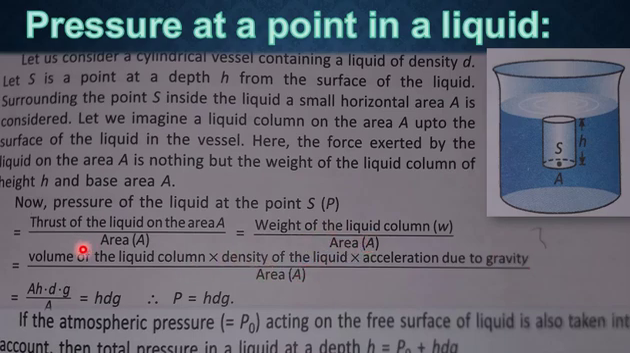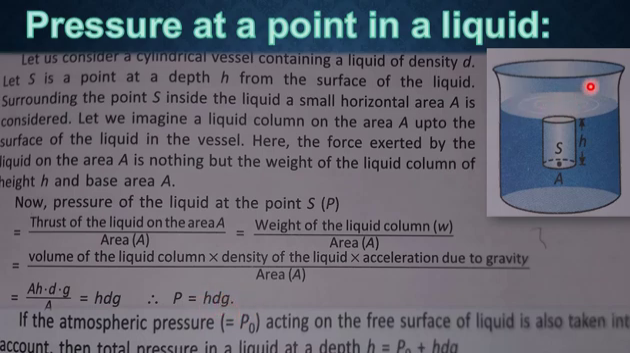Now how do we find the volume of the liquid column? See, if A is the surface area here and h is the height of the cylinder, then the volume will be area into height, that is A into h. So it is written here A into h. D is the density of the liquid, and g is the acceleration due to gravity, so Ah into D into g. Divide by area A. So here A cancels out, so what remains is hdg. So the pressure is coming h into D into g. That means depth into density into acceleration due to gravity.